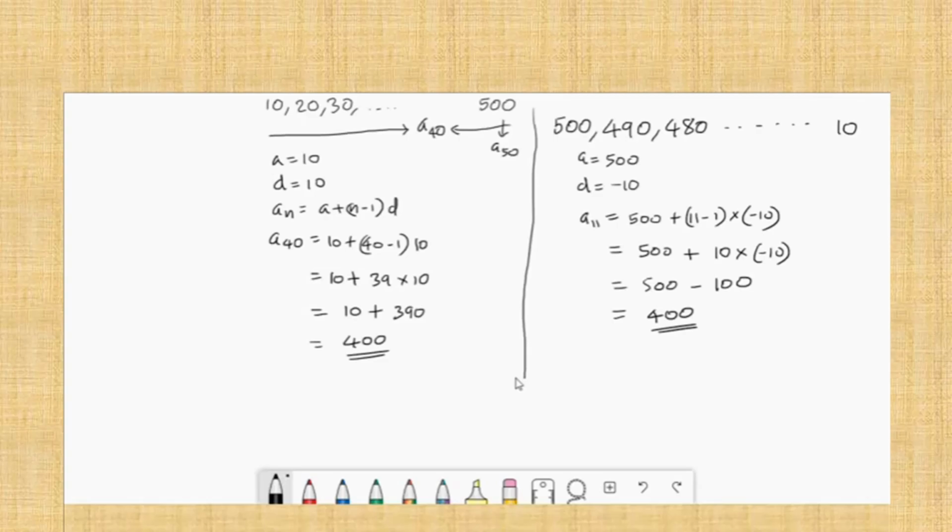Out of 50 terms, the 11th term from right to left will be the 40th term from left to right.